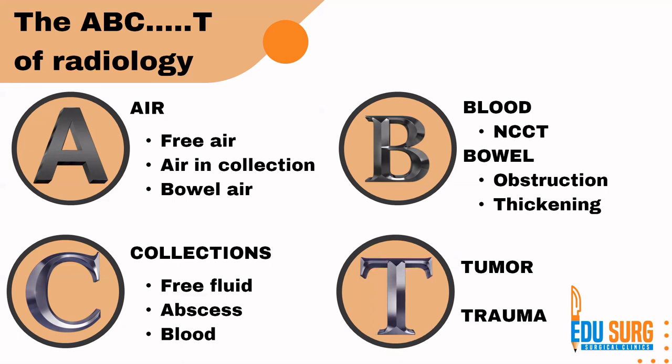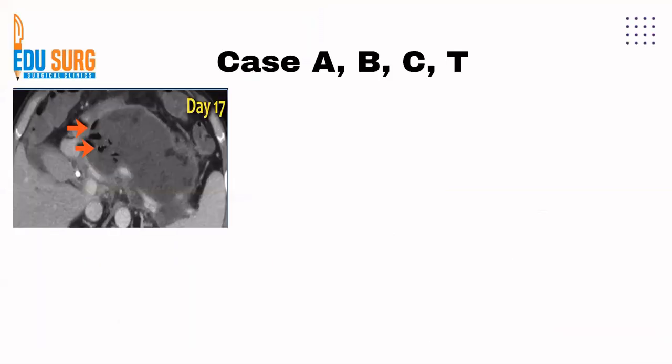Trauma CT is a completely different field, and it is a different topic altogether when we discuss CT abdomen and trauma. But basically, this is the alphabet that you need to remember when you want to analyze scans of the abdomen, right? A, B, C, T: air, blood and bowel, collections, tumor, and trauma. If you see all these findings, and if none of them are present, essentially the scan is going to be normal.